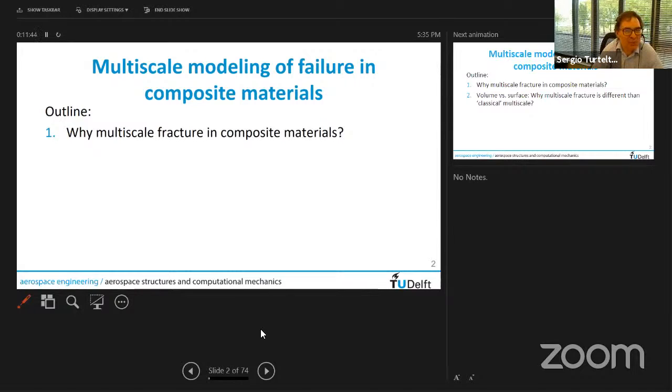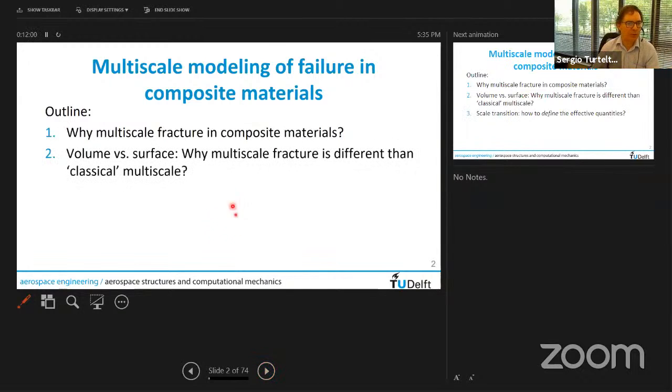So I decided to put together a little bit of a roadmap for today's presentation. One is why it is interesting to use multiscale methods for fracturing composite materials. After that, I will switch to a topic that has perhaps not had too much attention. Some people have worked with this, which is why multiscale fracture is different from what I will call the classical multiscale. And so I will talk about the differences between volume averages and surface averages.